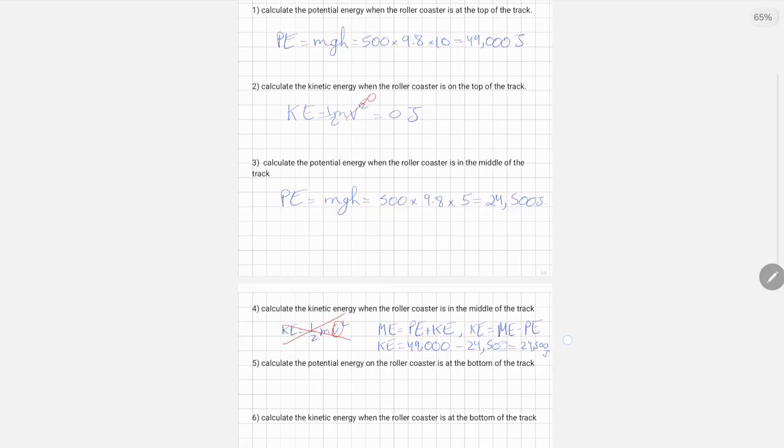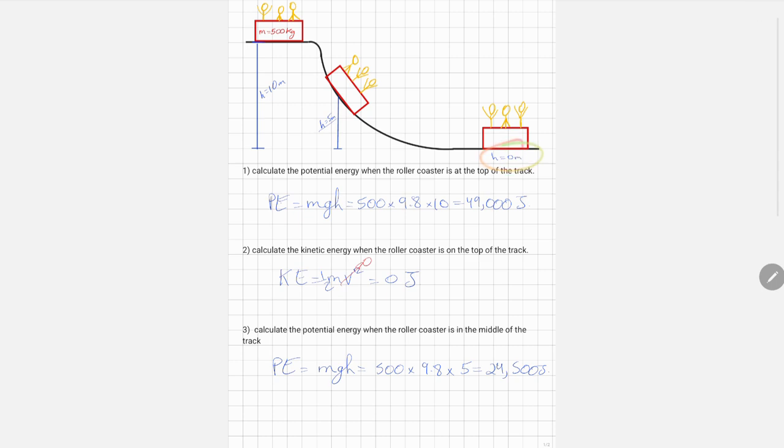Now, given that the height, if we remember here before, it said that the height is 0.